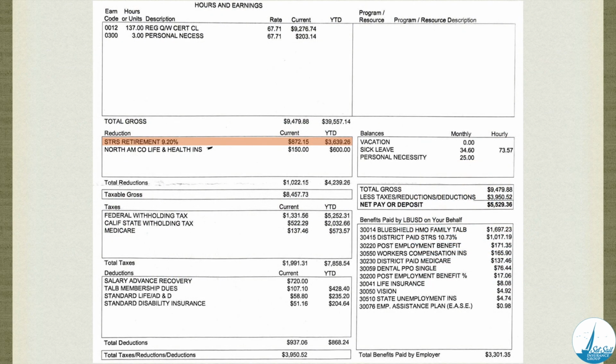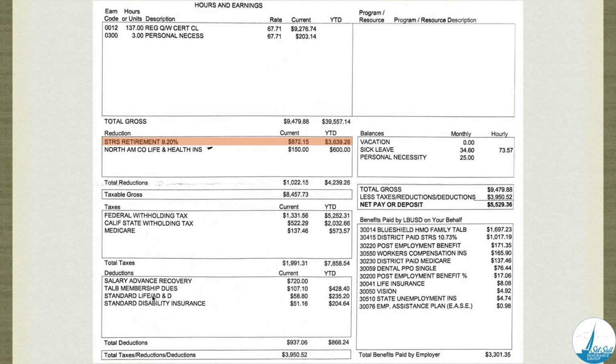Here's an example of a STRS pay stub. This one happens to be from one of my clients in Long Beach, so if you work with a different district, yours may look different, but all the same categories are there. Here's where it shows the deduction for the pension both monthly and yearly, and below it, you'll see any pre-tax annuities that you might have.